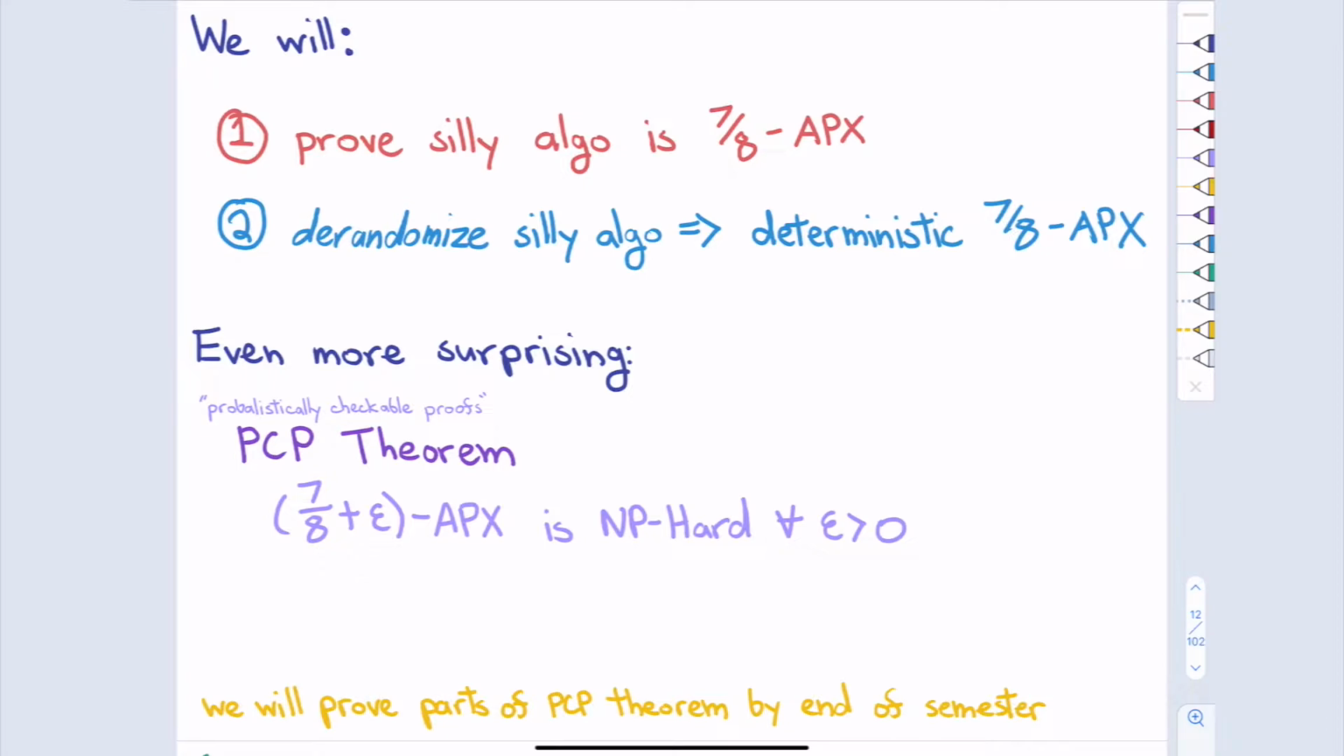The one reason I want to mention this now: PCP stands for probabilistically checkable proofs, and it has a lot to do with randomized algorithms and randomized thinking as well. The goal by the end of the course is to expose you to some of the ideas, maybe prove parts of this theorem. We won't be able to get 7/8 plus epsilon, but we'll probably be able to prove some constant closer to 1. If you want 7/8, that's a lot more work.